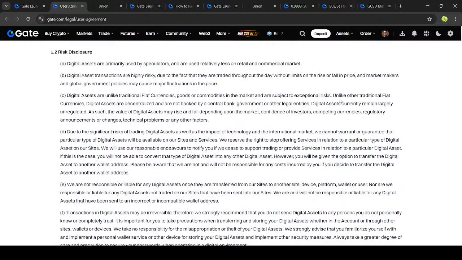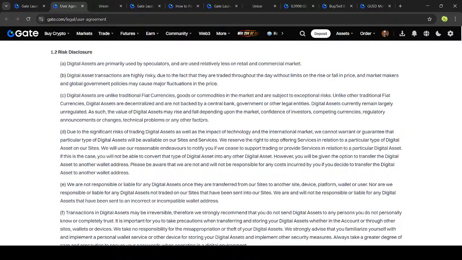So the risk disclosure, guys, I talk about this guys. Digital assets are primarily used by speculators and used relatively less in the retail and commercial market. So digital asset transactions are highly risky due to the fact that they are traded throughout without limit, and there is a risk of falling prices. Global government policy may cause fluctuation in the price of digital assets, unlike other traditional fiat currencies, goods and commodities in the market.